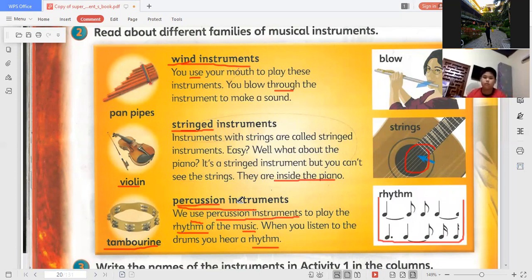I will ask you once again, what is a wind instrument? What's a wind instrument? What is a wind instrument again? What is it?